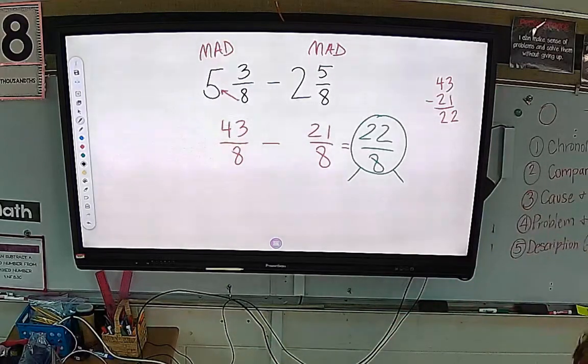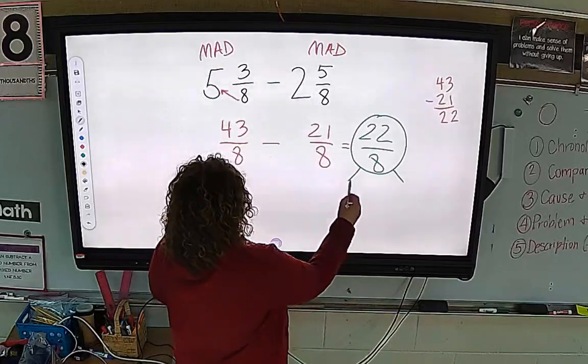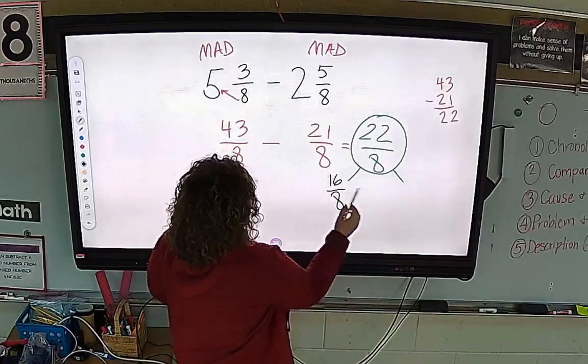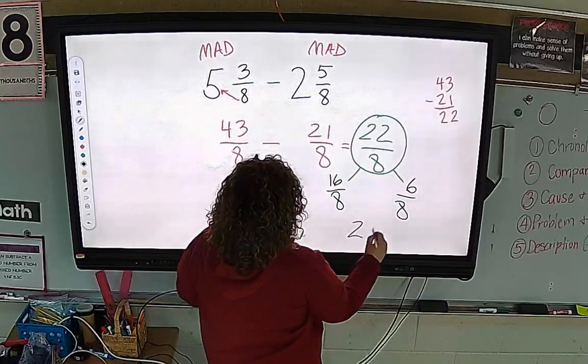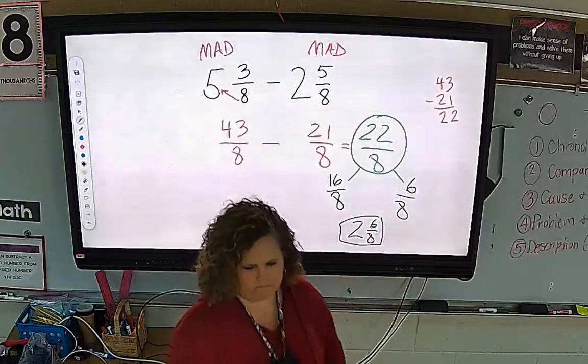What's our final answer going to be? How many groups of 8/8 can we pull out of 22/8? Caleb, what's it going to be? 2 and 6/8. All right, so 16/8 would be 2. And you said 6. Yep. So 2 and 6/8. That's our final answer. Okay.